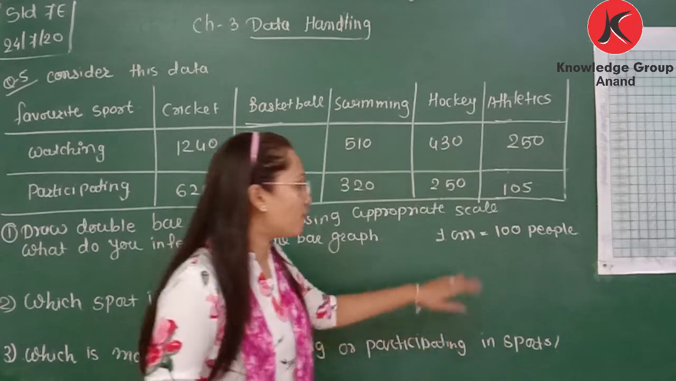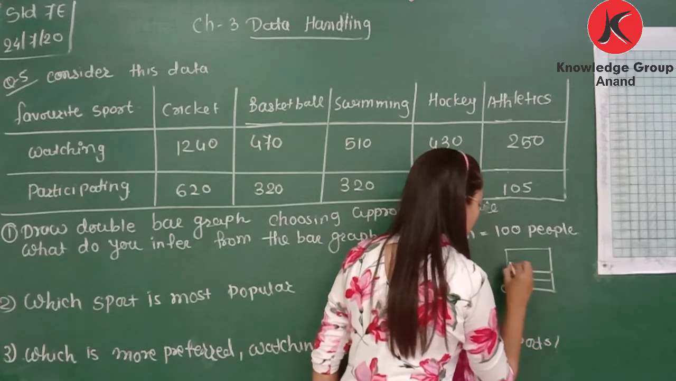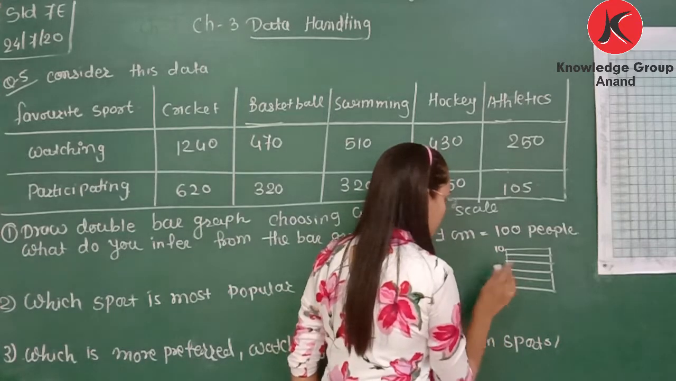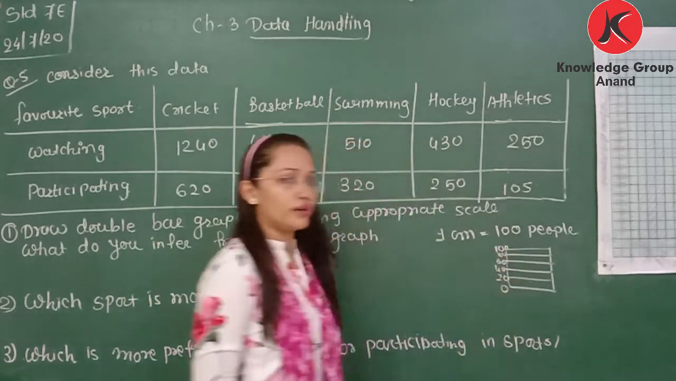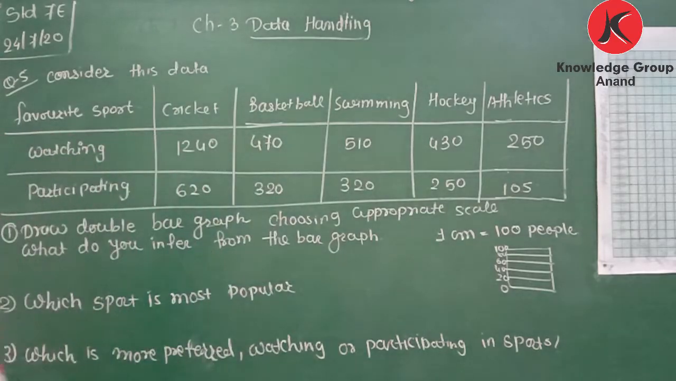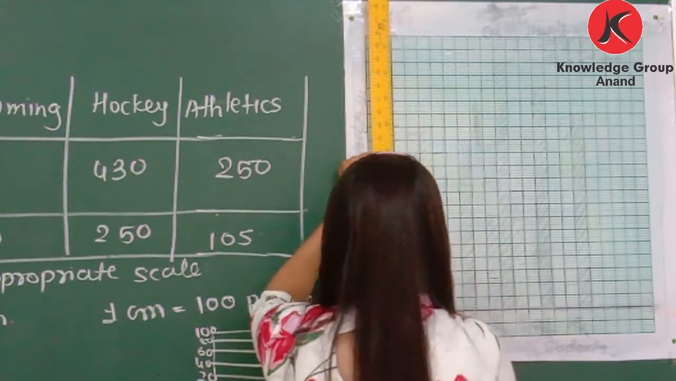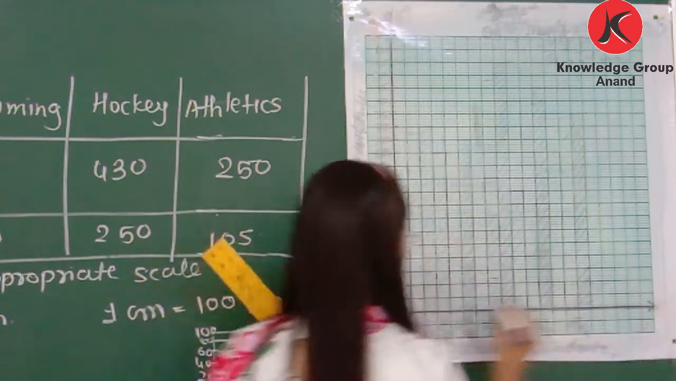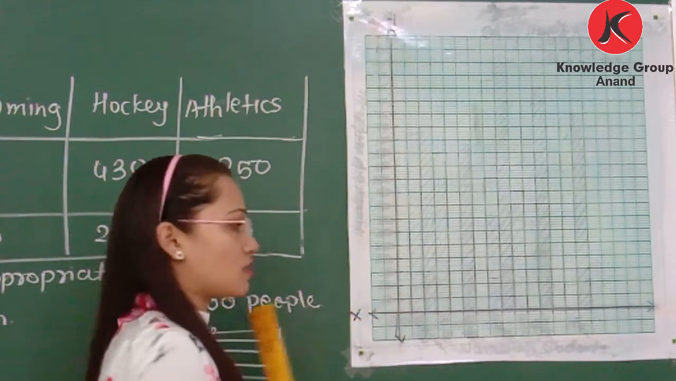It means one line in a box will represent 20 people: 20, 40, 60 and 80 up to 100. This way you can select the scale. So let's start the drawing. In a graph we will draw a vertical line and one horizontal line. The vertical line represents the y-axis and the horizontal line represents the x-axis.